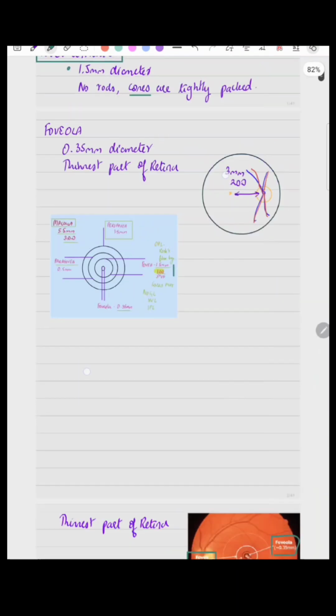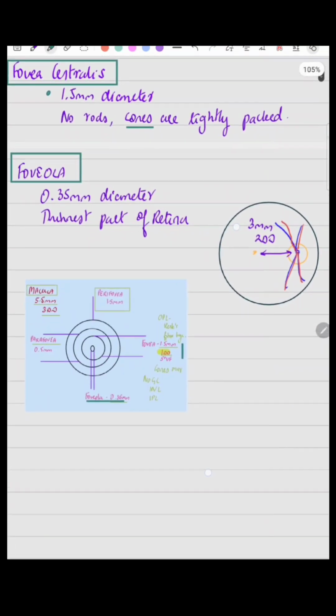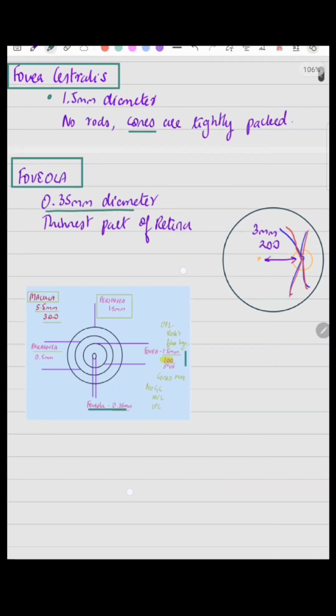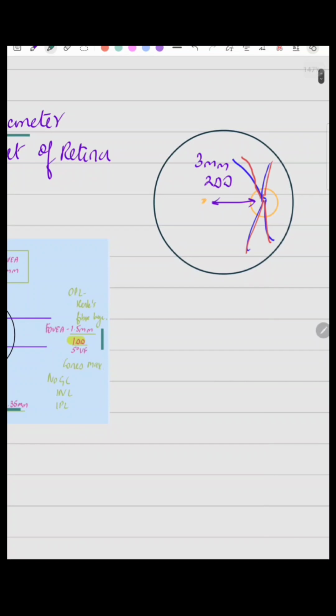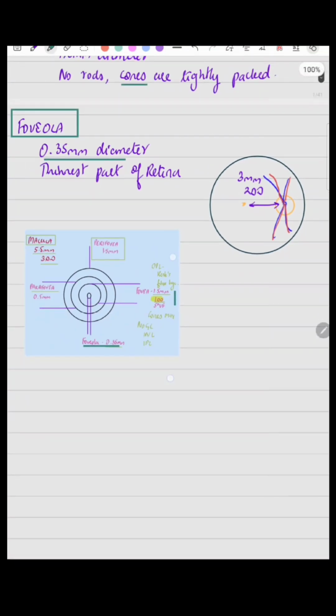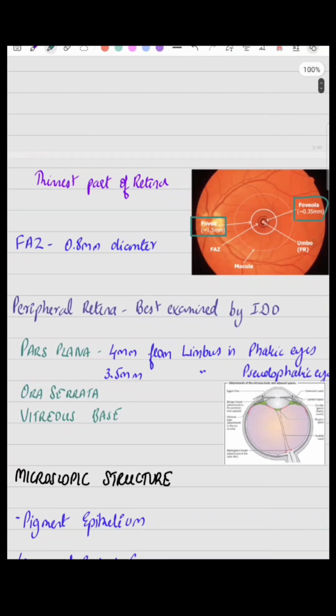Now, the foveola is a point, a central shining pit in the fovea centralis. It is about 0.35 millimeter in diameter. It is situated 2 disc diameters, that is 3 millimeters, away from the temporal margin of the optic disc. All 10 layers of the retina are not present here. Only the ILM is present, and it is the thinnest part of the retina.